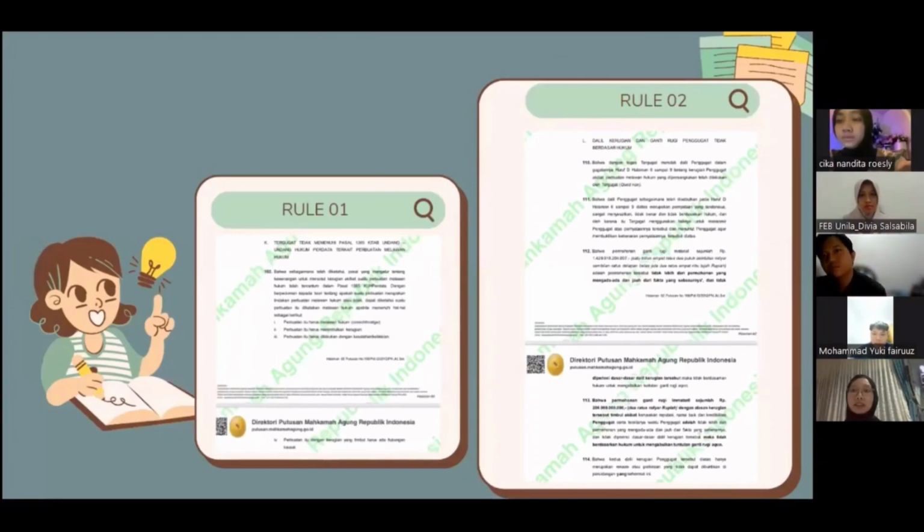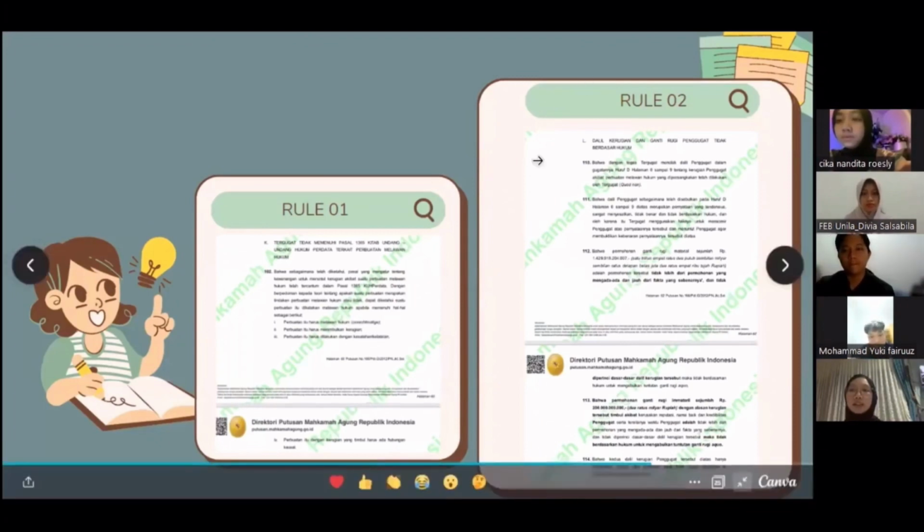This is the rule that I have mentioned before. The lawsuit has been taken, and the next will be presented by Divia.